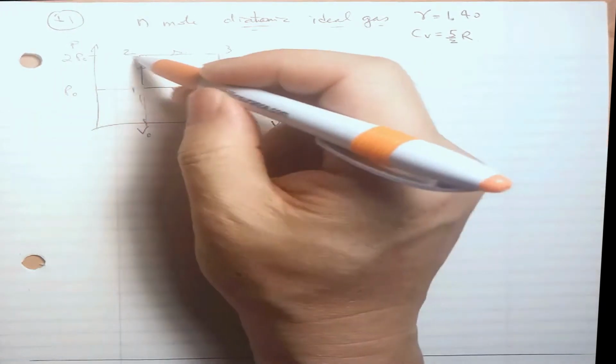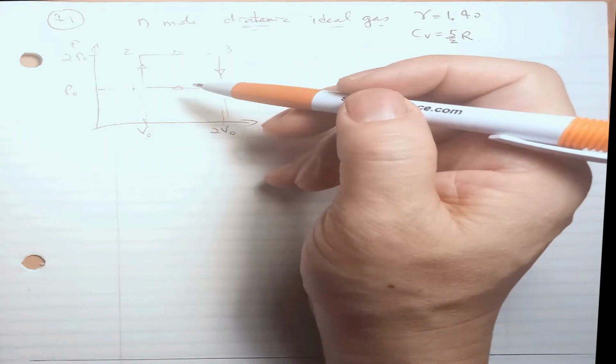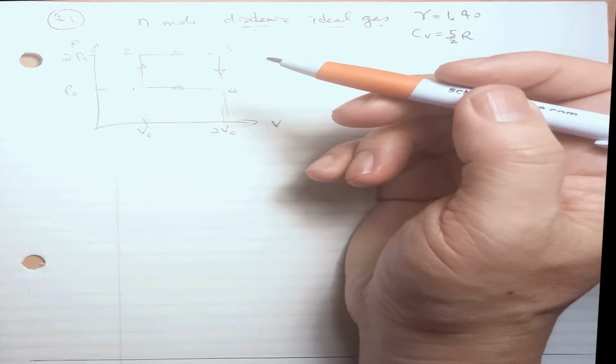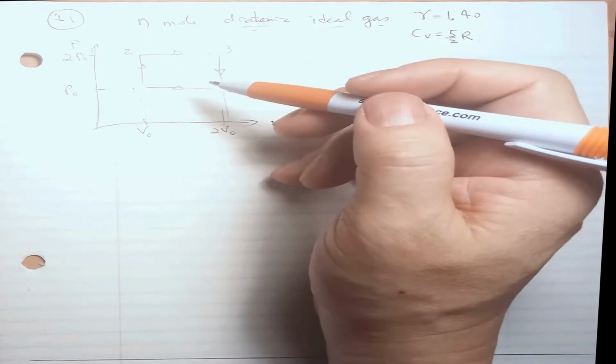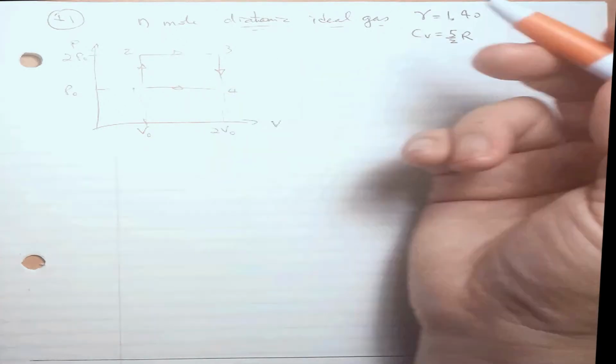So you basically know all the volumes and pressures given that they are in ratio with each other, but they're not asking for, you know, specifically what the temperature is at any of the corners, or heat or internal energy. They're just asking for the efficiency. What is the thermal efficiency?